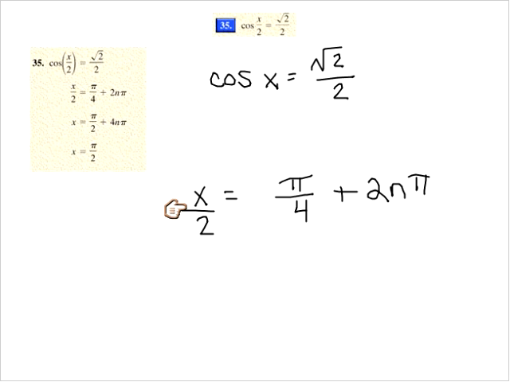How do I get rid of that dividing by 2? Well, the opposite of dividing by 2 is multiplying by 2. So I'm going to multiply everything by 2. And when I do that, I get x equals 2 pi over 4, which is just pi over 2, plus 2 times 2 is 4 n pi. There might be times where you have to pretend it's just x and then go ahead and multiply your answer through by a certain number.